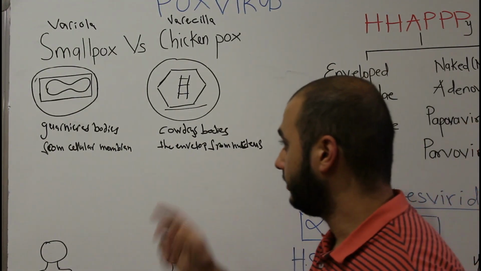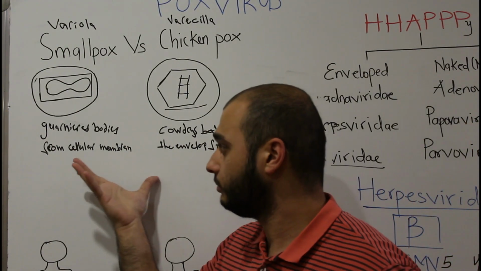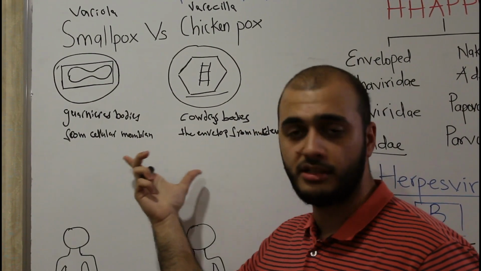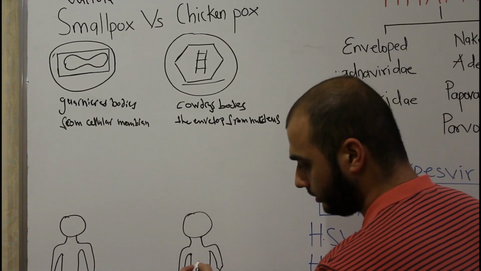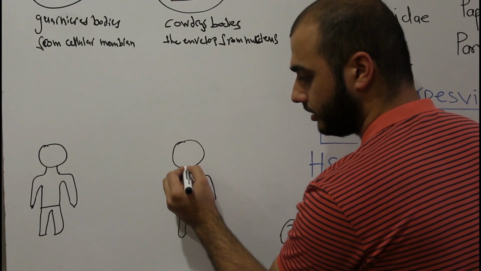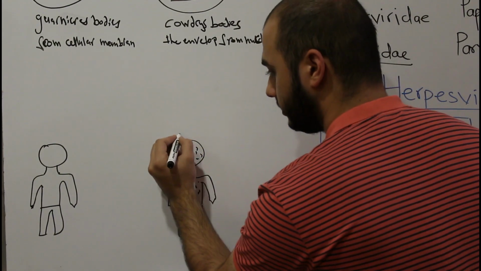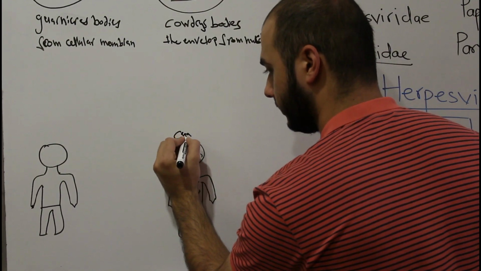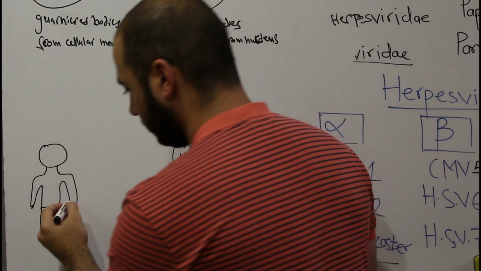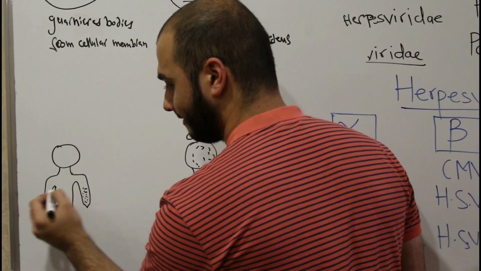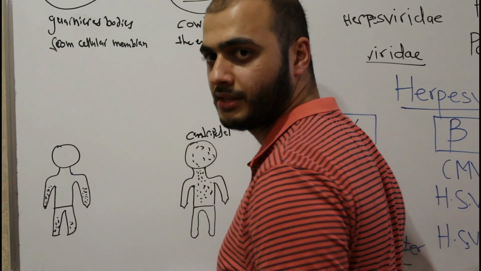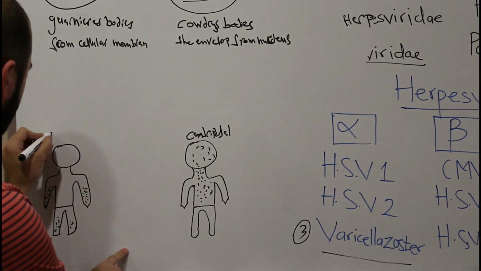If you compare the shape of the lesion, both are characterized by skin lesions, but in chickenpox the skin lesion will be mainly central. So we call it centripetal. It starts from the abdomen and neck and goes to the skull. While here the lesions will be mainly on the periphery, on the extremities. So we call these lesions centrifugal.